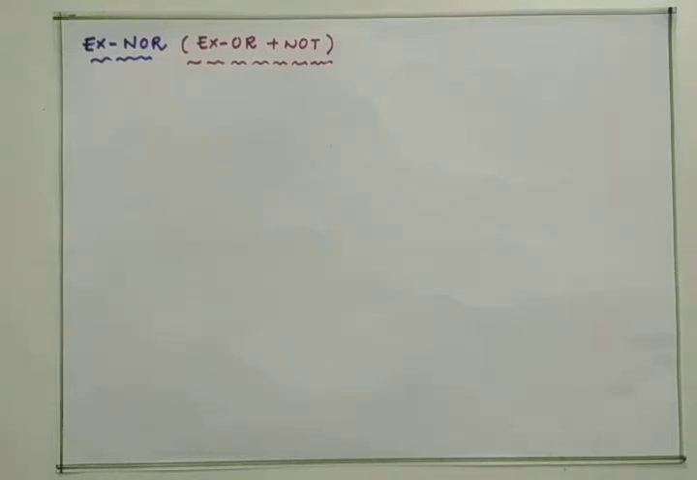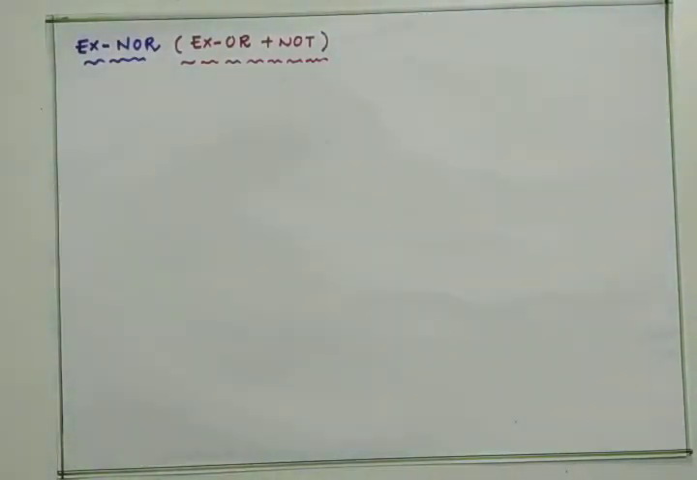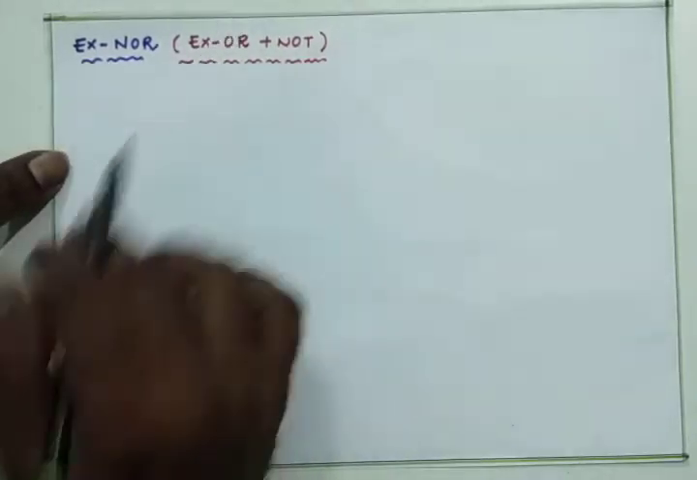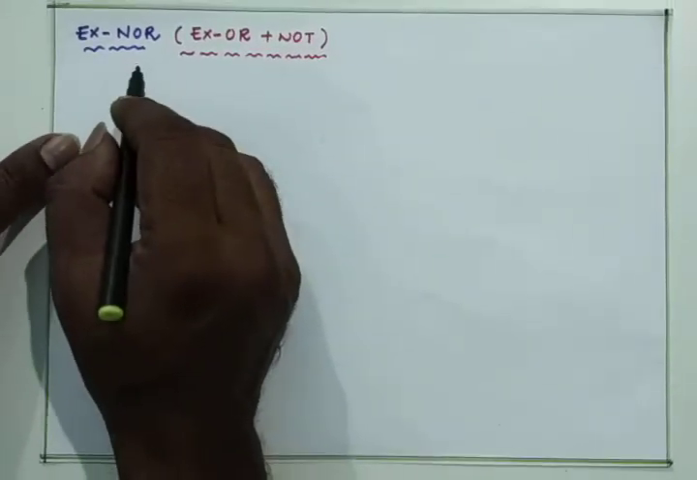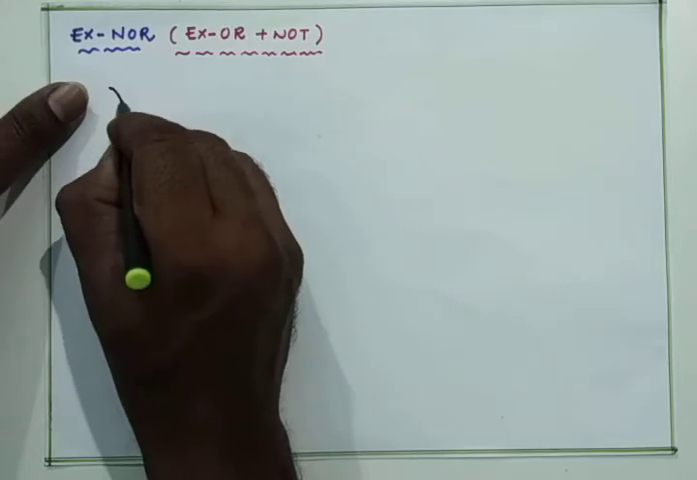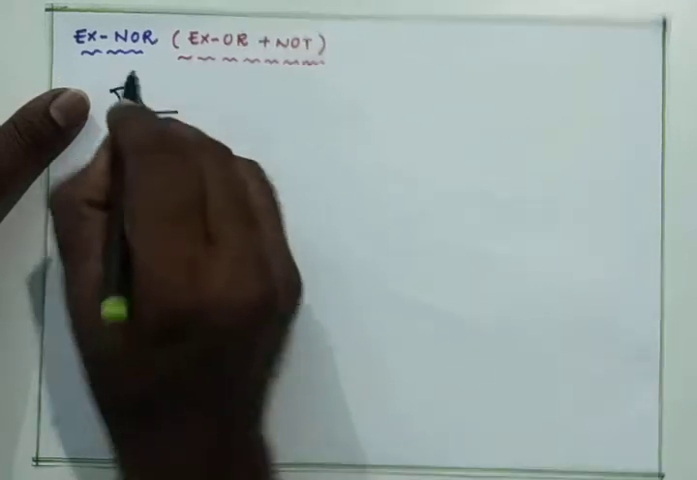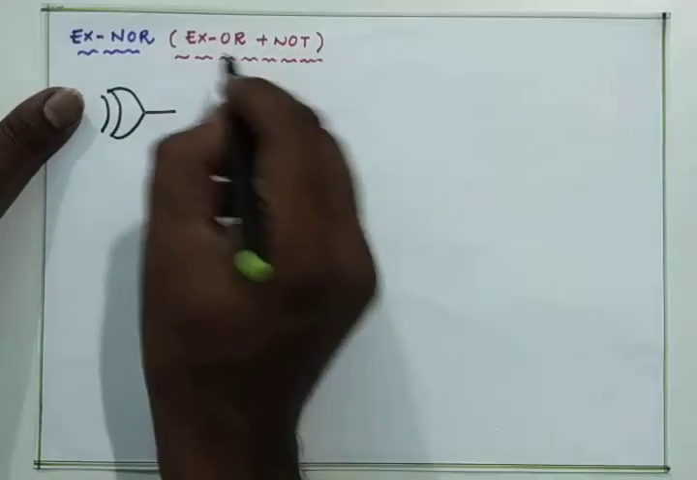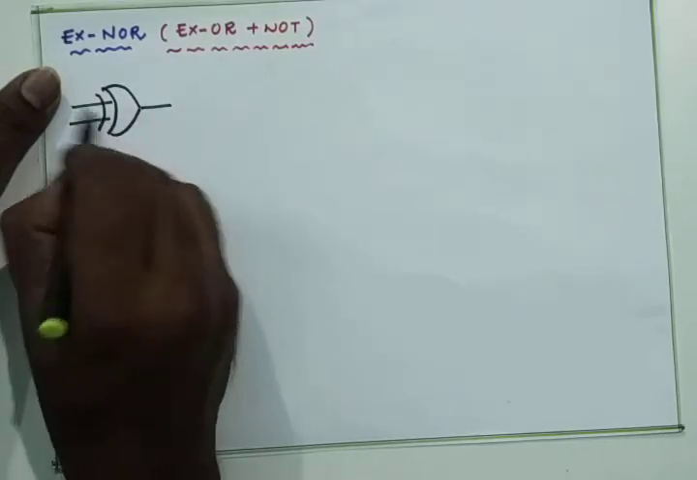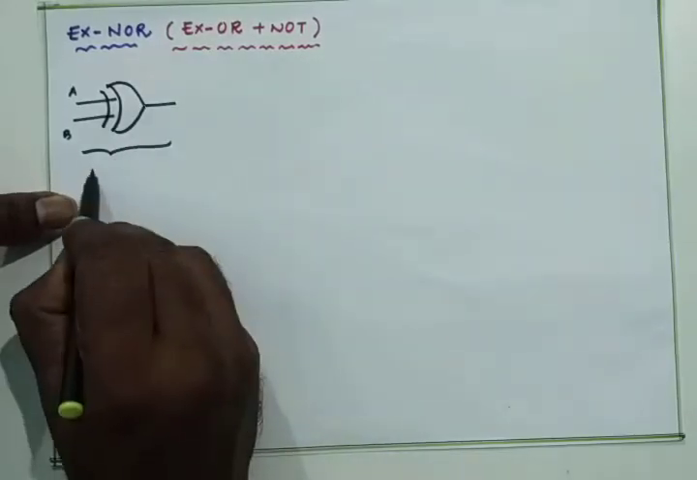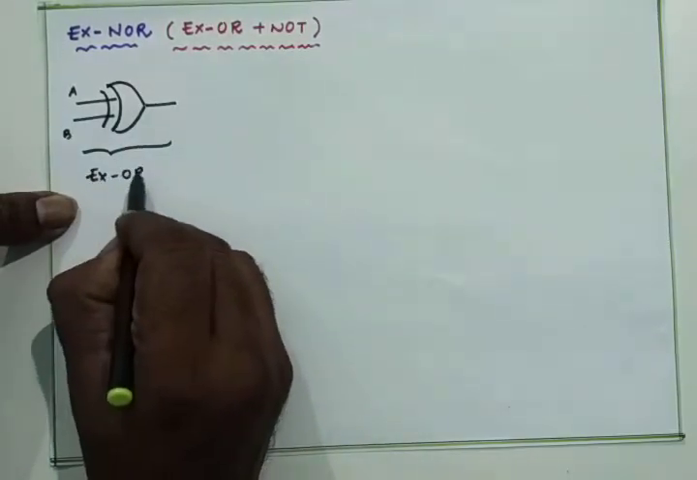We know the operation of the exclusive OR. Then I am going to draw the logical symbol of the exclusive OR. Exclusive NOR is nothing but exclusive OR plus NOT gate. So first draw the exclusive OR, with inputs A and B. This is the exclusive OR gate.